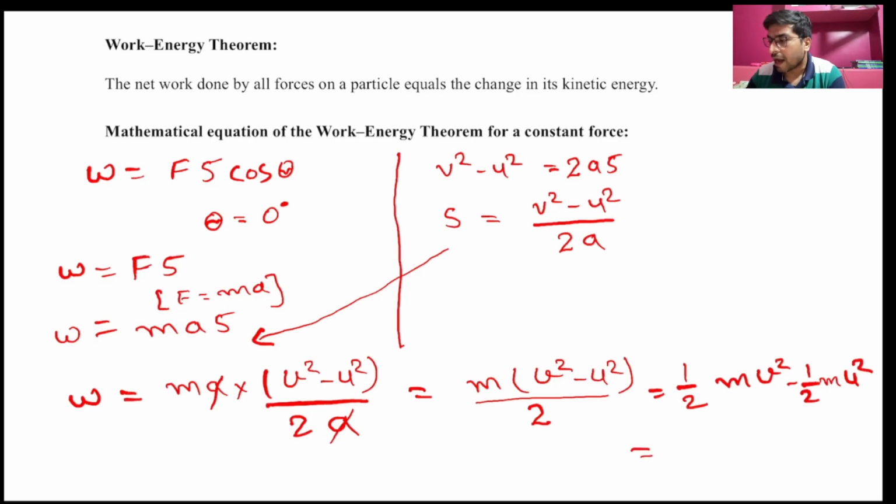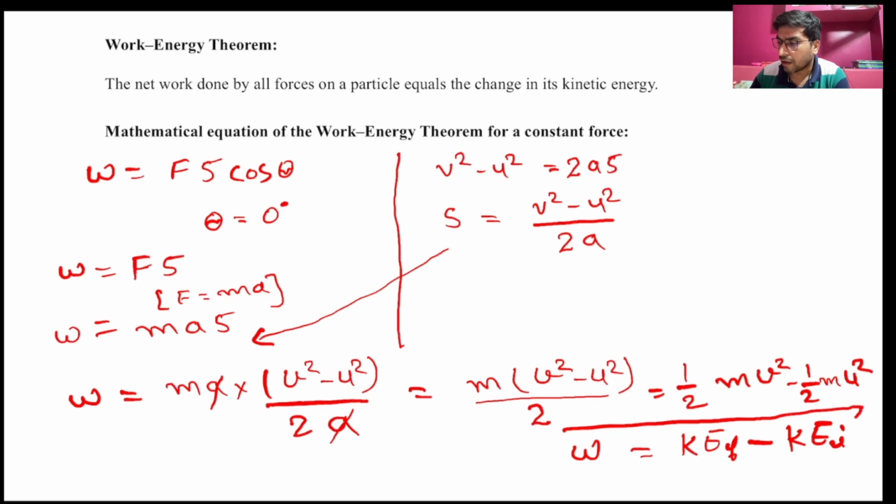Now see, half mv square is the final kinetic energy, we can write KEf, and half mu square will be the initial kinetic energy, so we can write KEi. And this will be equal to what? Work done on the object. So from this derivation, we got that work done on the object is equal to change in its kinetic energy.